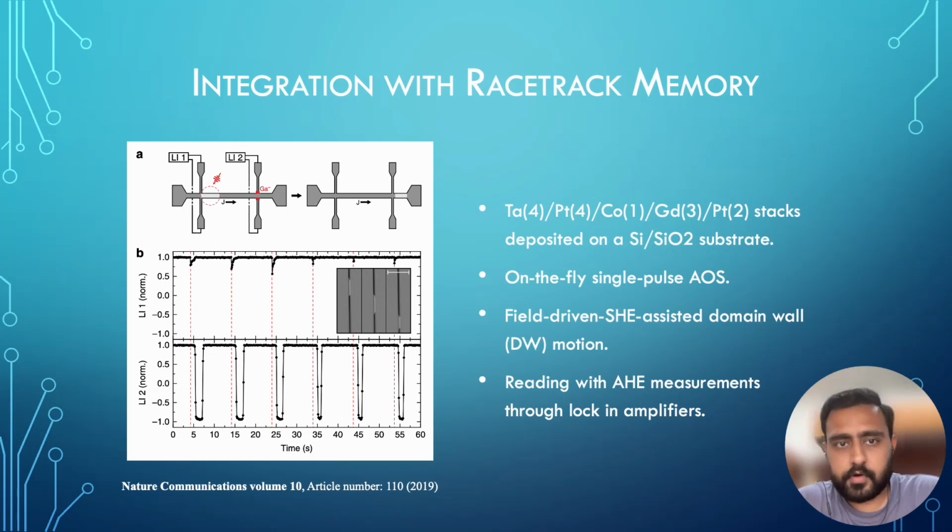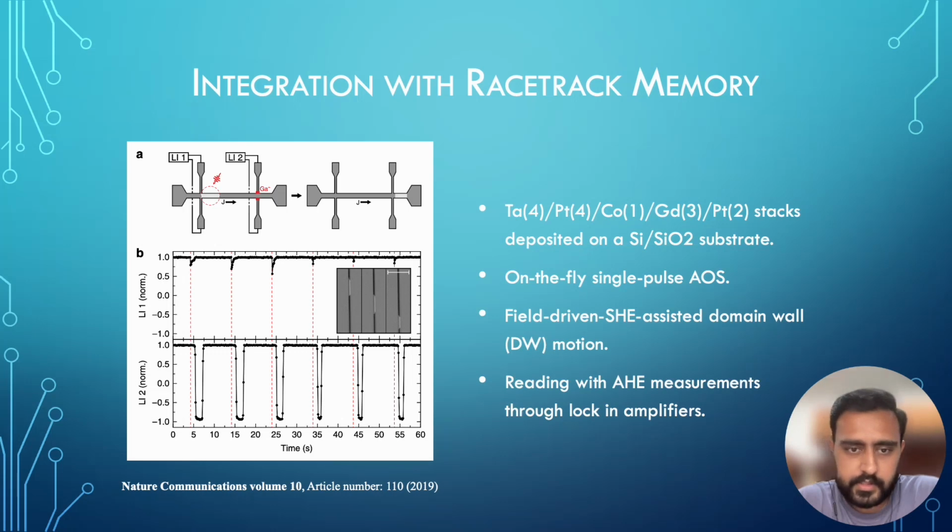Measurements were performed on tantalum, platinum, cobalt, gadolinium, platinum stacks which were deposited on silicon substrate. The samples were patterned into 5 micrometer wide wires, with each wire containing two sets of lateral legs. The AHE signal in the Hall crosses is measured using lock-in amplifiers Li1 and Li2.